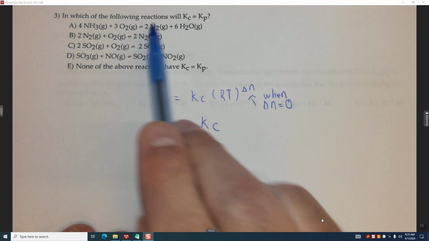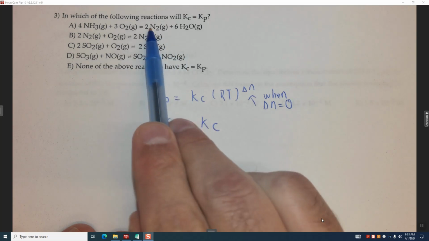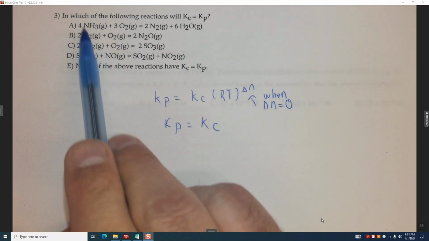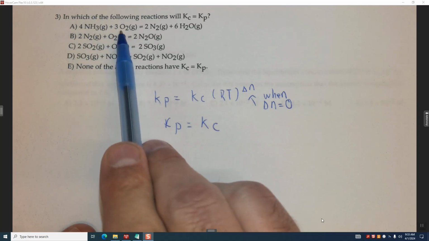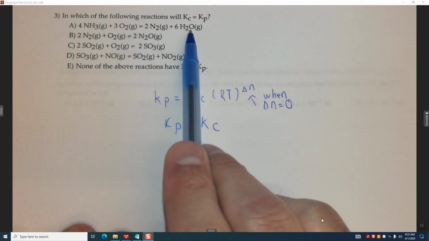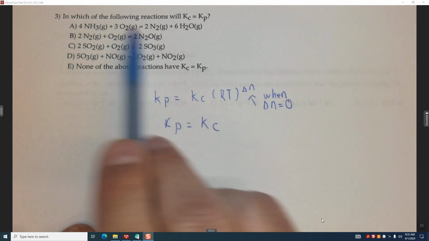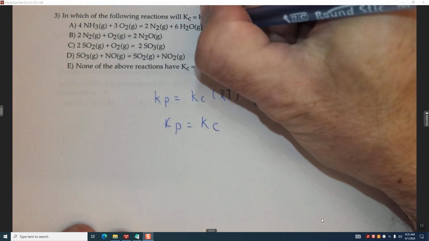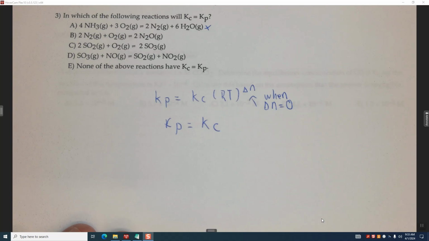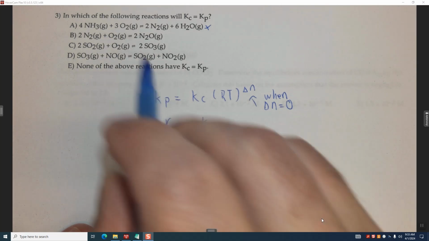Here we have 2 plus 6, which is 8 moles of gas on our product side, minus 4 plus 3, which is 7 moles of gas on this side. So we have 2 and 6 is 8, and 4 and 3 is 7. Delta n is not equal to 0, so therefore we are not going to have Kp equal to Kc. Let's take the next case.